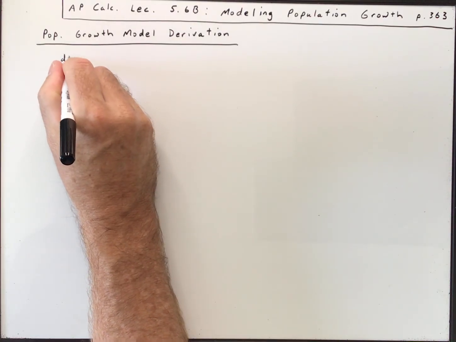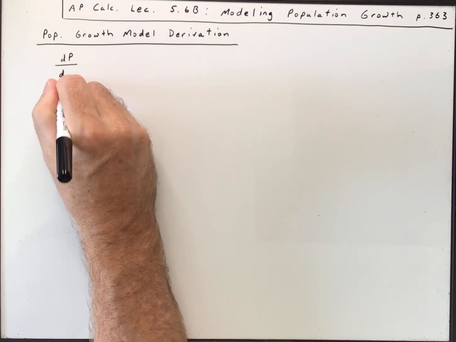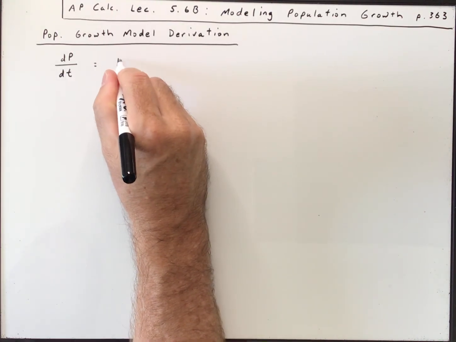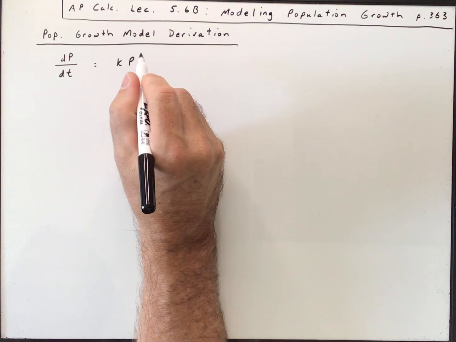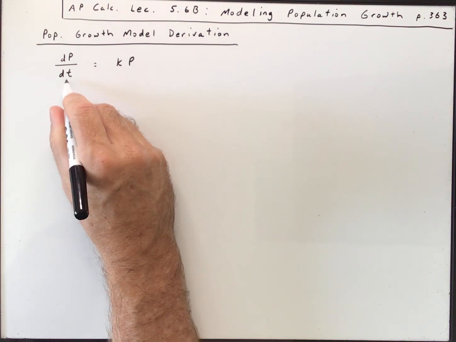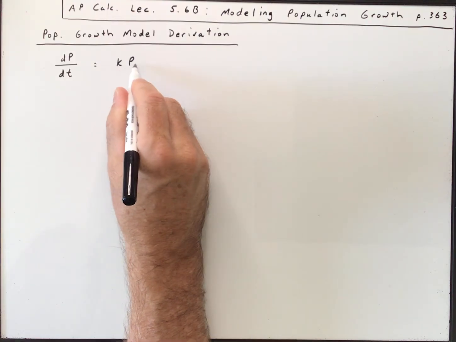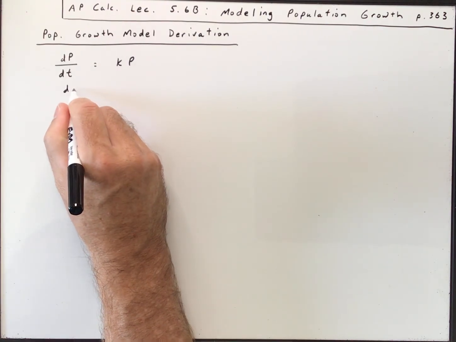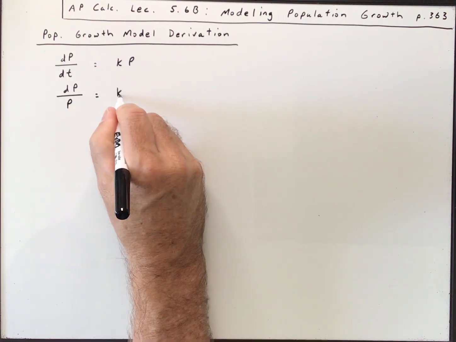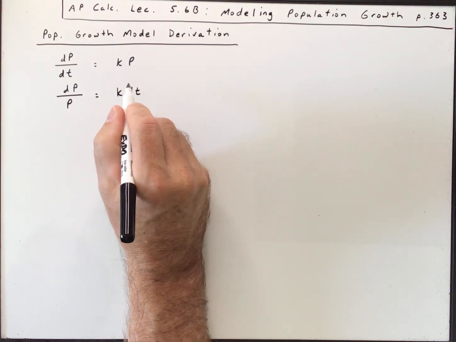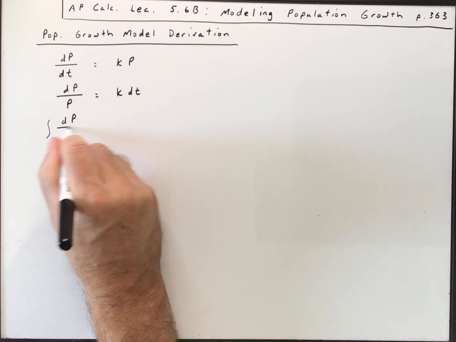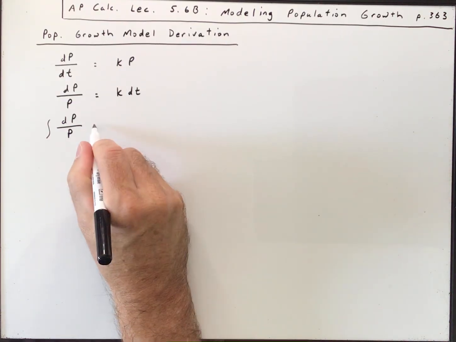If we start out with the change in population over the change in time equal to some constant times the population, we want to separate the variables. So we're going to multiply both sides by dt and divide both sides by P. So we'd have dP over P is equal to k dt. Now we're going to integrate both sides to try to get to a model equation.